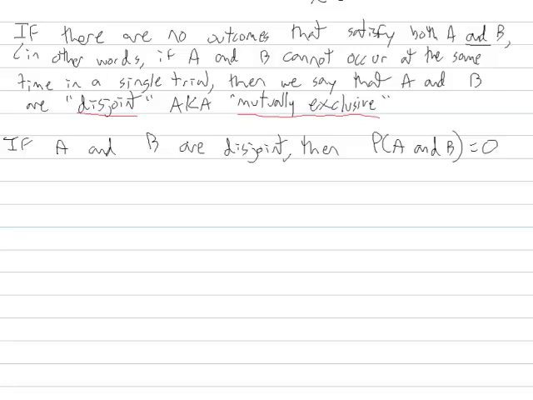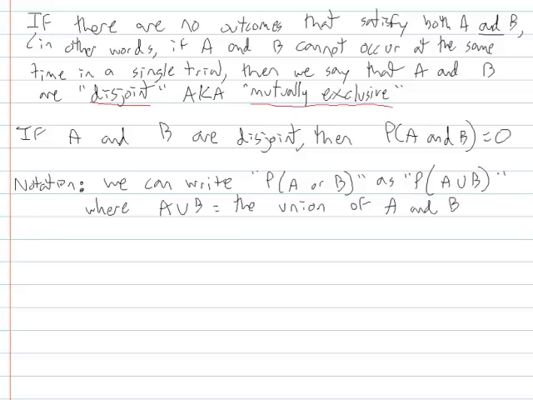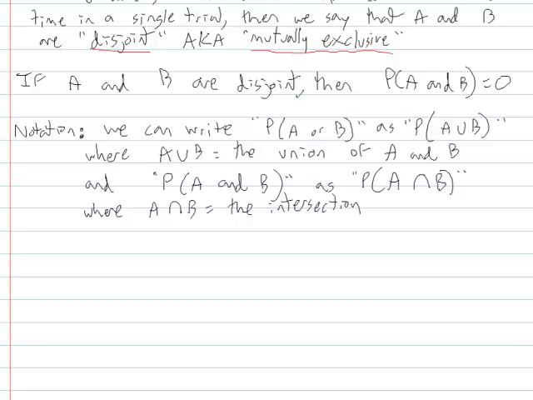All right, let's look at some notation for OR statements and AND statements. Okay, so we can write P of A or B as P of A ∪ B. Well, this ∪ is really a union of those two events. And then we have the probability of A and B. We can write that as A ∩ B. Now, I think it looks kind of like an N, but it really stands for intersection.